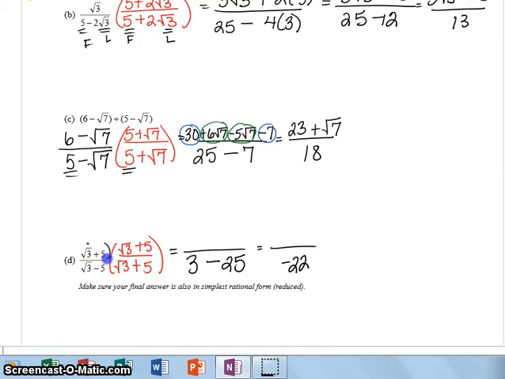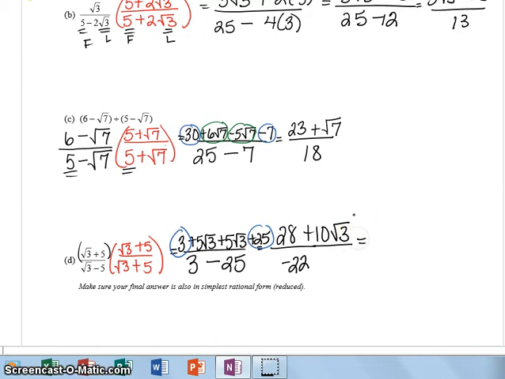Up top, there's no shortcut. You have to FOIL. Radical 3 times radical 3 is 3. That's my first. My outers would be 5 radical 3. My inners would be 5 radical 3. And my last is 25. Okay, so now I'm going to combine like terms. 3 and 25, I get 28. Okay, and then I have 5 radical 3 plus 5 radical 3 is 10 radical 3.